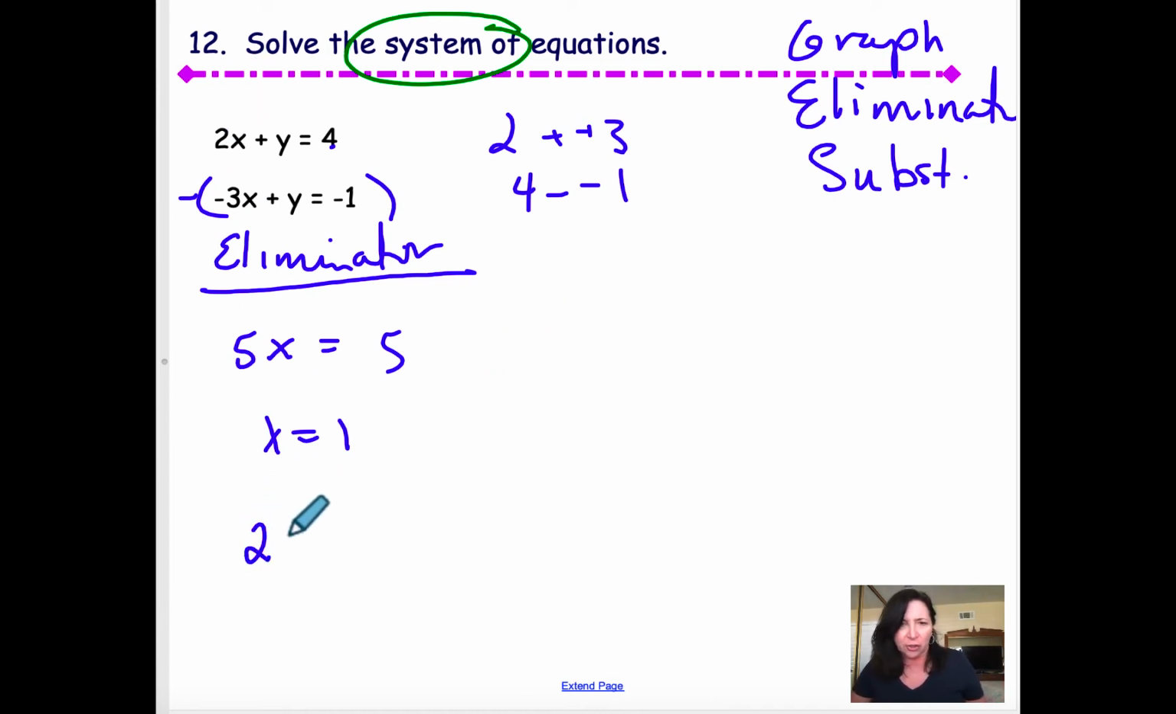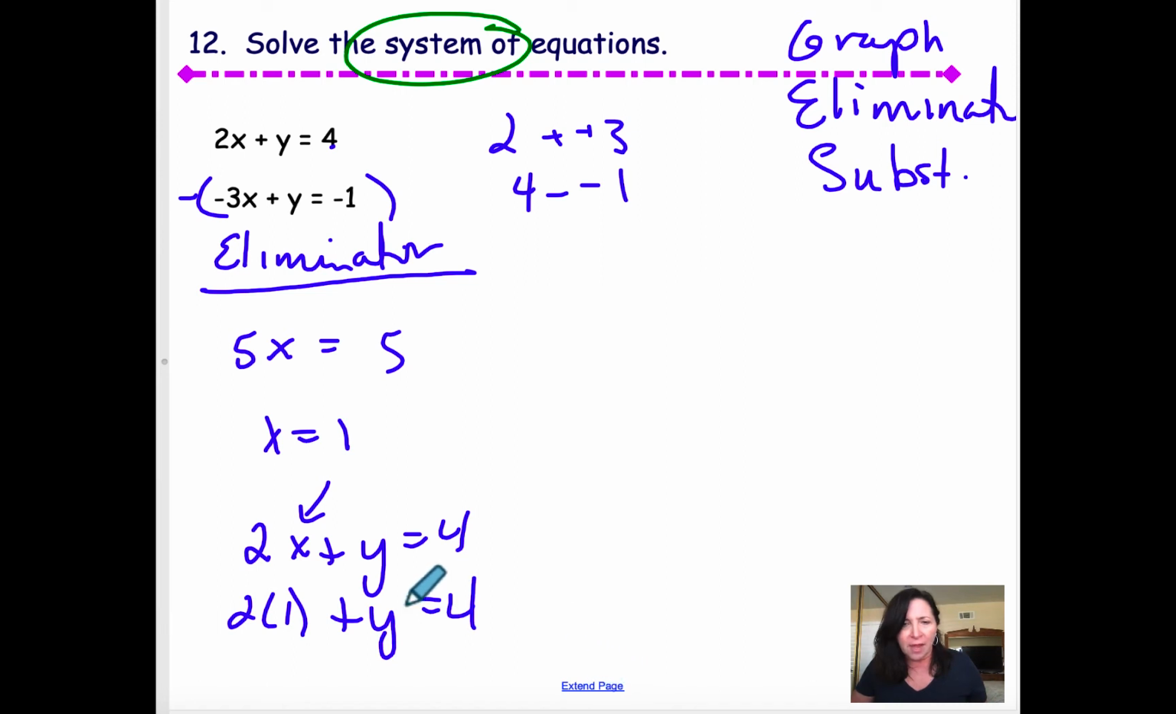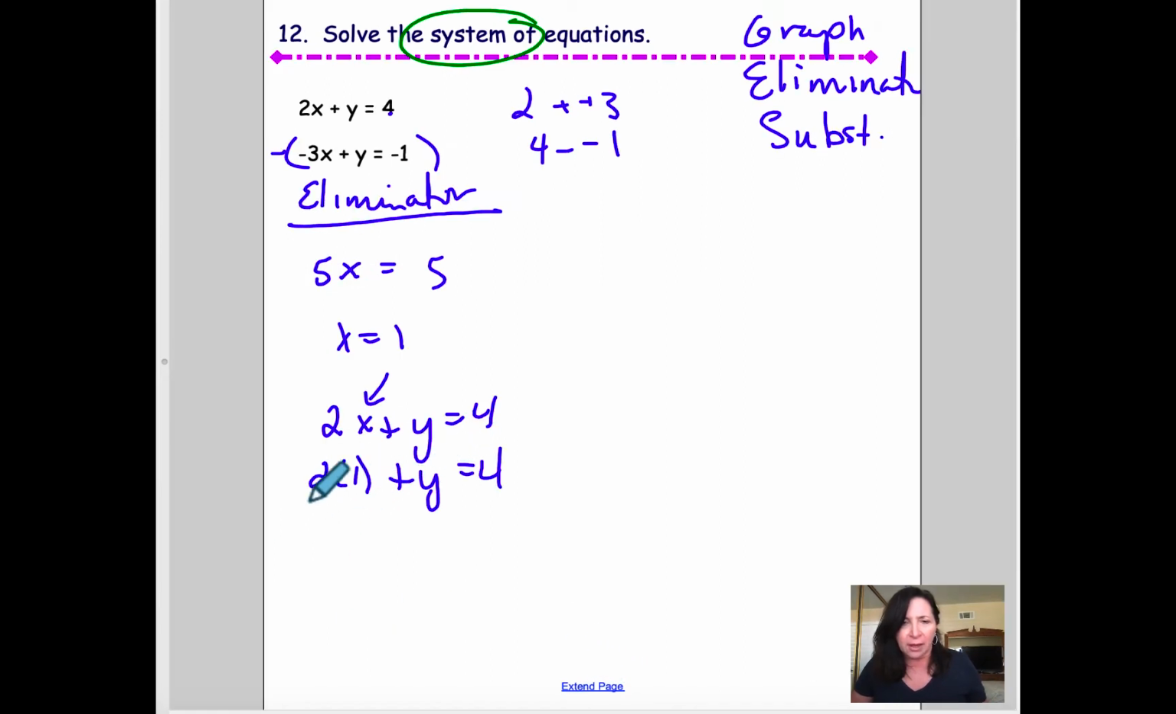I'm going to go back to 2x plus y equals 4. So I'm going to plug this in here. So 2 times 1 plus y equals 4. So I get 2 plus y. I'm going to subtract 2 from both sides. So that means y equals 4 minus 2, which is 2.